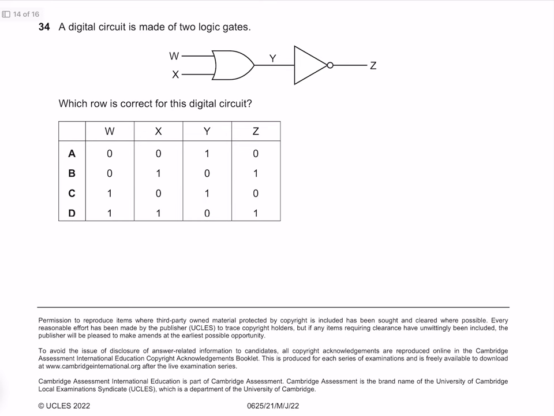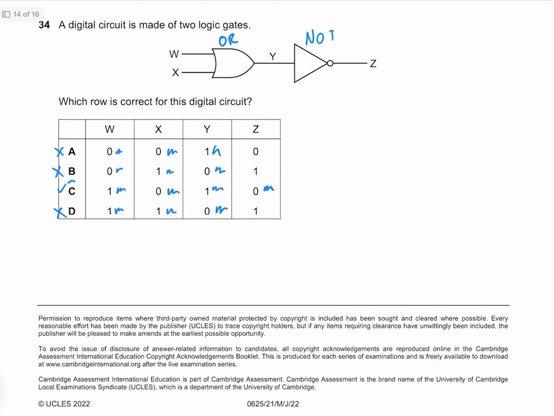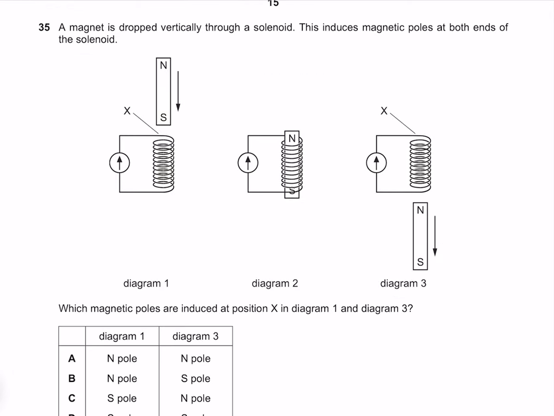A digital circuit is made of 2 logic gates. Which row is correct for this digital circuit? This gate is an OR, and this gate is a NOT. If W was 0 and X was 0, then our Y would be 0, not 1, so A must be incorrect. If W was 0 and X was 1, then Y would be 1, so this one must be incorrect. If W was 1 and X was 0, then Y would be 1, and Z would indeed be 0. So our answer is looking like C, but just to check, if W was 1 and X was 1, then we'd expect Y to be 1, not 0, so D must be incorrect as well, which means our answer is C.